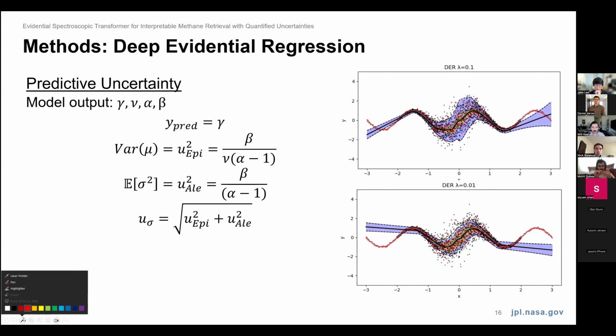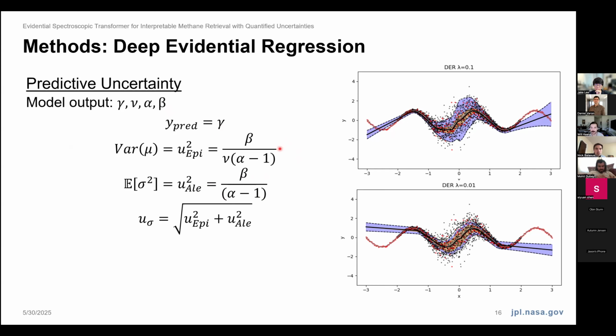And so what's going on, again, just to TLDR the deep evidential regression: we have 4 model outputs. We have this modified negative log loss. Our point prediction is just that gamma value, that first parameter. And then the aleatoric uncertainty is just given as beta over alpha minus 1. And the epistemic uncertainty component is just given as the nu being included in the denominator.